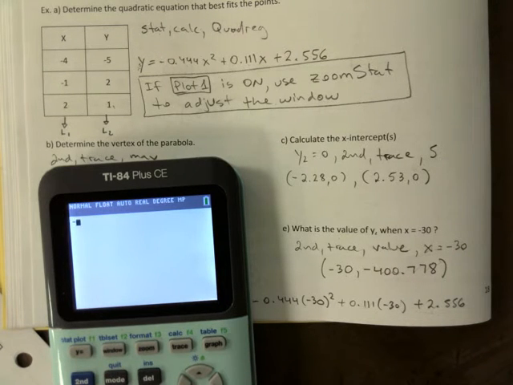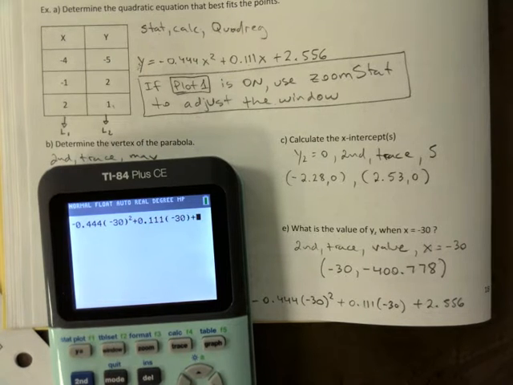I would go -0.444, and I put -30 in there. I square that. Watch the arrow. I got to go arrow sideways to come down back to the main level. Plus 0.111, -30, plus 2.556.